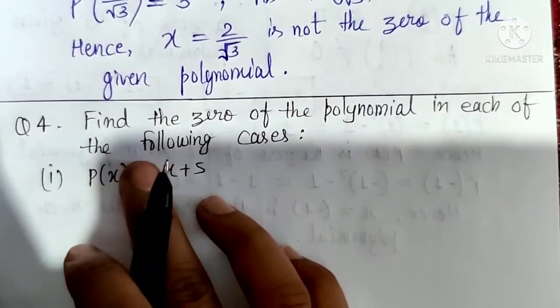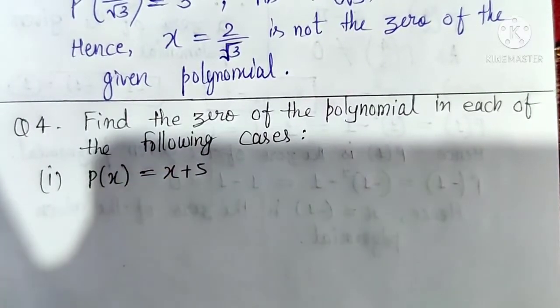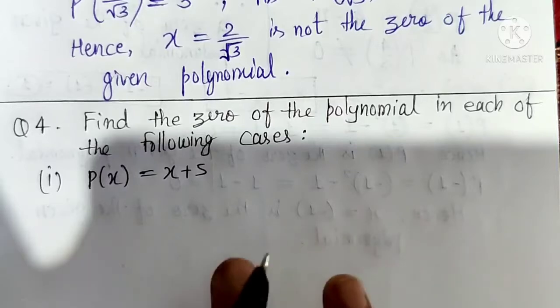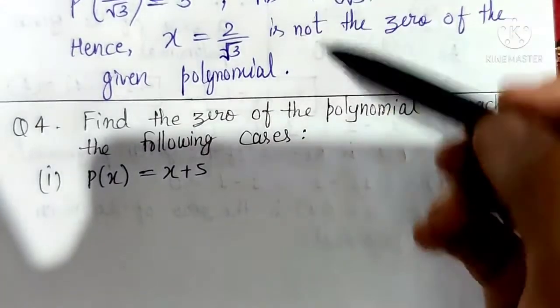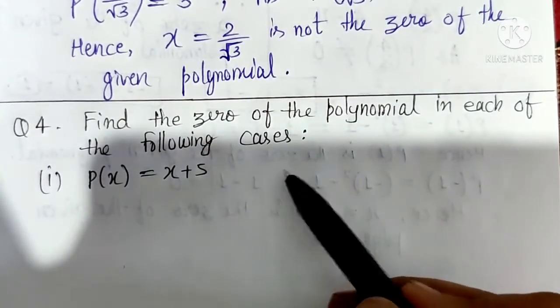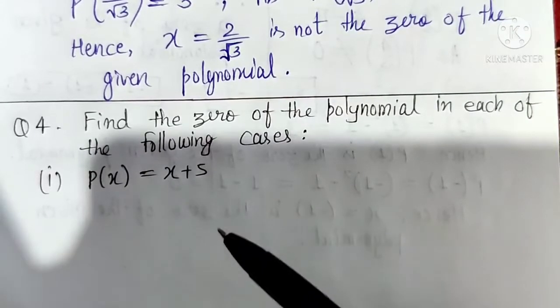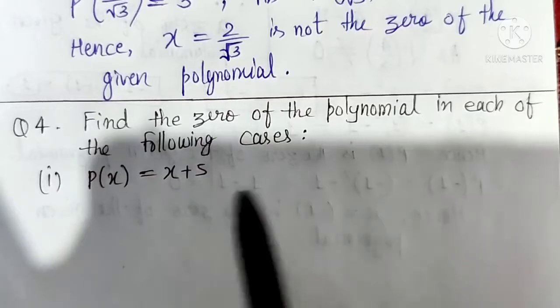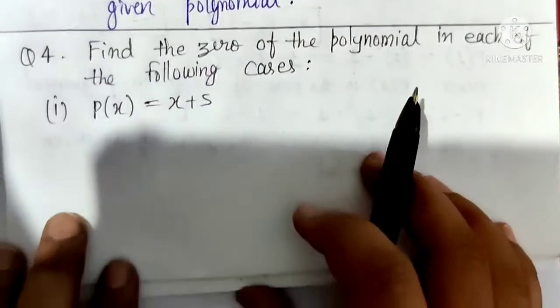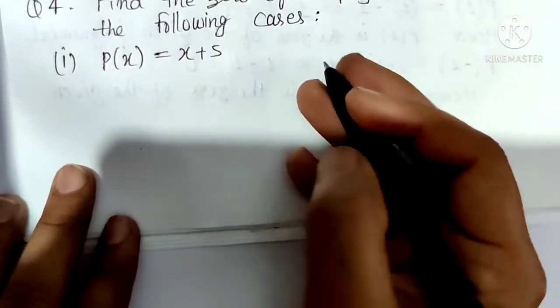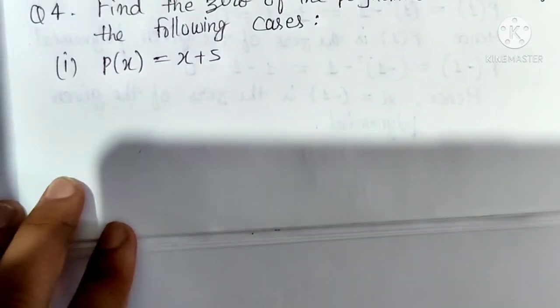Find the 0 of the polynomial in each of the following cases, and they have not given any value against them. Like in the previous question, we were given the value of x, and we were putting that value of x and checking whether the answer is equal to 0 or not. But this time they have not given any value, so we have to find the value by ourselves only. So how will we find out? Just check here.